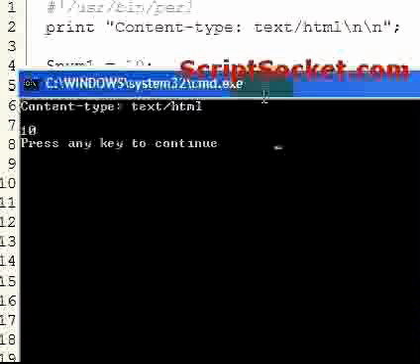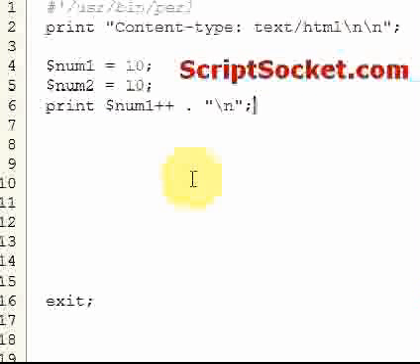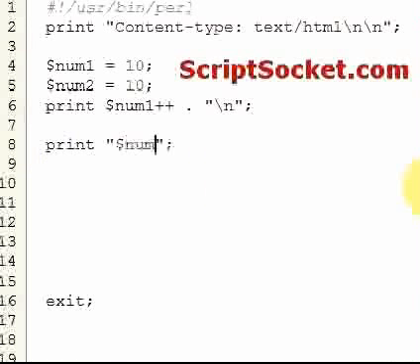So if we were to print num1 after the auto increment postfix, we will get the number 11.